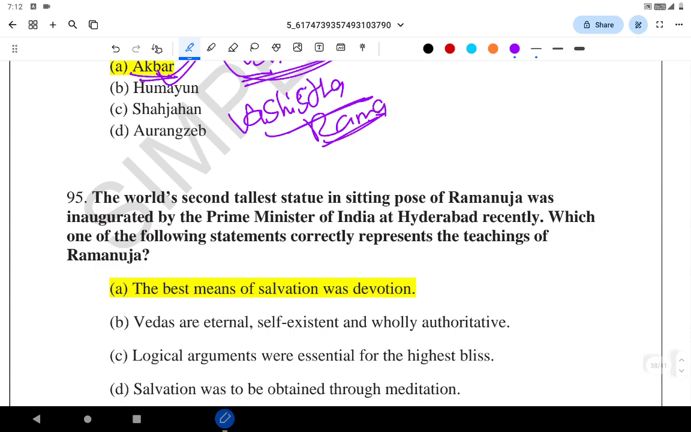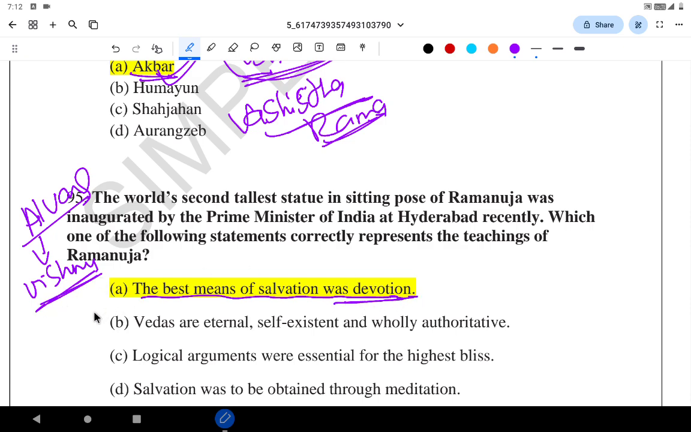The world's second tallest statue, a sitting pose of Ramanuja, was inaugurated by the Prime Minister of India at Hyderabad recently. Which one of the following statements correctly represents the teachings of Ramanuja? See, Ramanuja actually was inspired by Alvars. Alvars believe in Vishnu, and devotion to Vishnu for attaining salvation. The best means of salvation was devotion to Vishnu. So this is the correct answer. That particular statue is known as the Statue of Equality. Remember that.